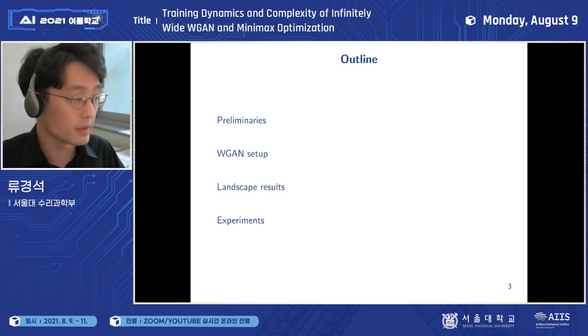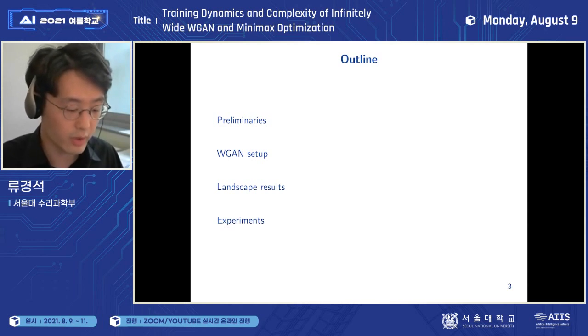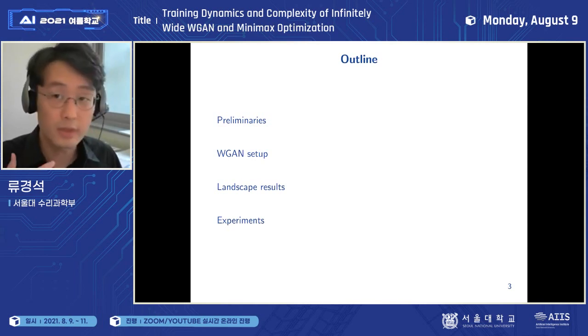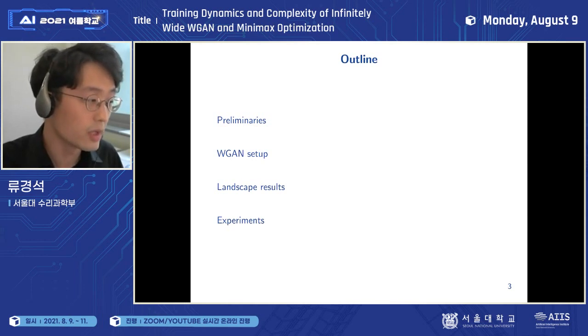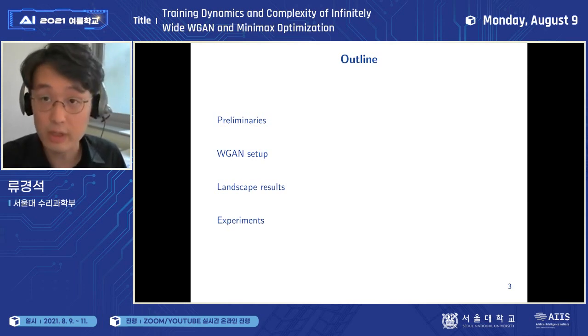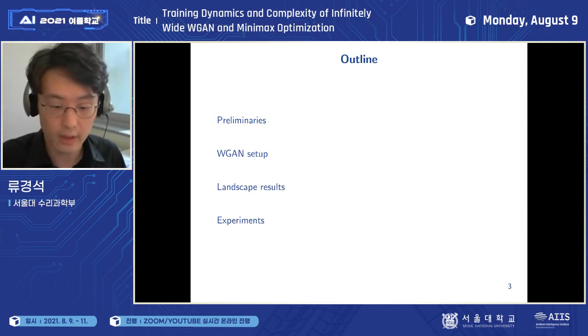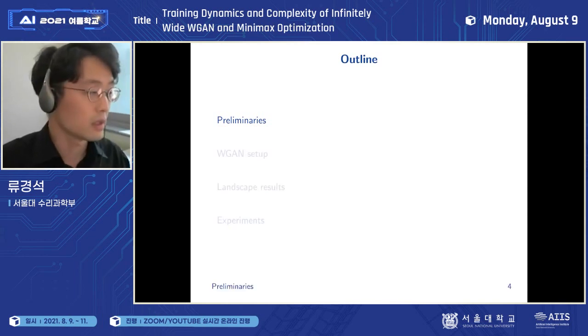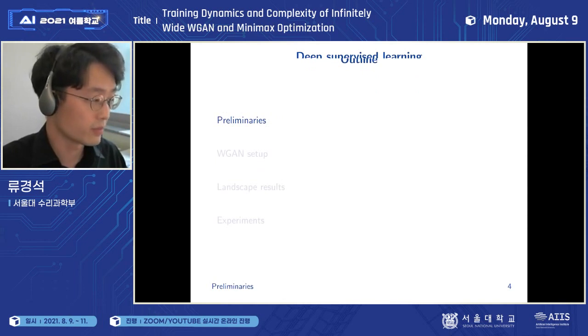Let me quickly outline the talk. First, I'll establish some preliminaries regarding the context and also the analysis of infinitely large neural networks. Then I'll describe the specific WGAN setup that I will be analyzing in this work. And then I'll present the main results of this work. And then I'll show some brief experiments and conclude the first part of my talk. Okay, so first I'll provide some preliminaries.